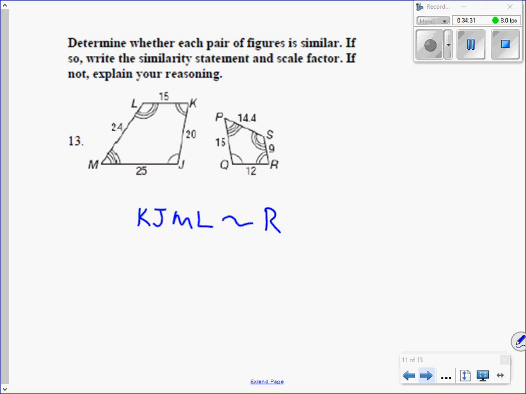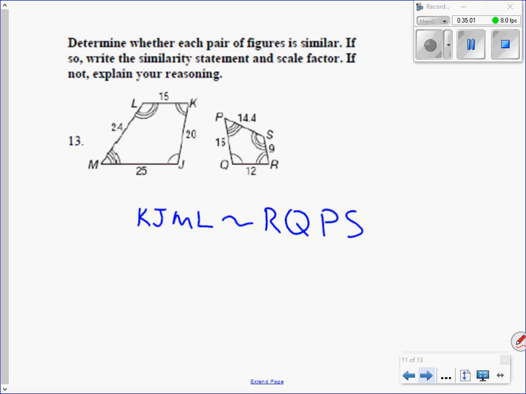J had the one-line congruence. So Q over here has the one-line congruence. M has 4 lines. P has 4 lines. L has 3 lines. S has 3 lines. So based on the angles, those are the names that should work. But we need to check all of the sides to make sure that these numbers are even possible.